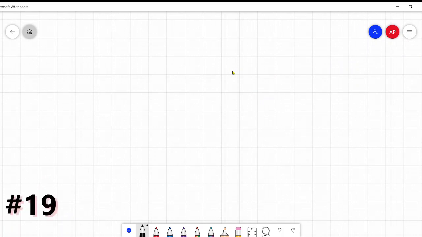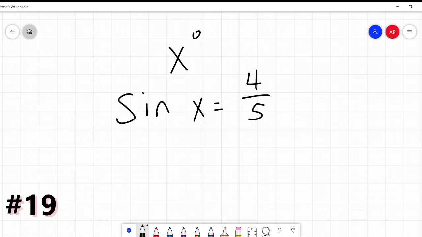Number 19, in a right triangle one angle measures x, where the sine of x equals 4/5. What is the cosine of 90 minus x?